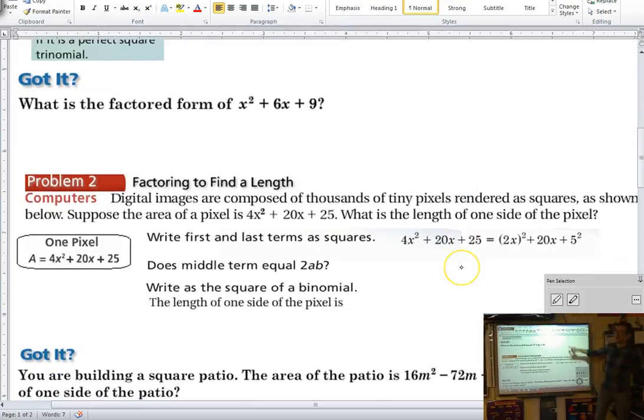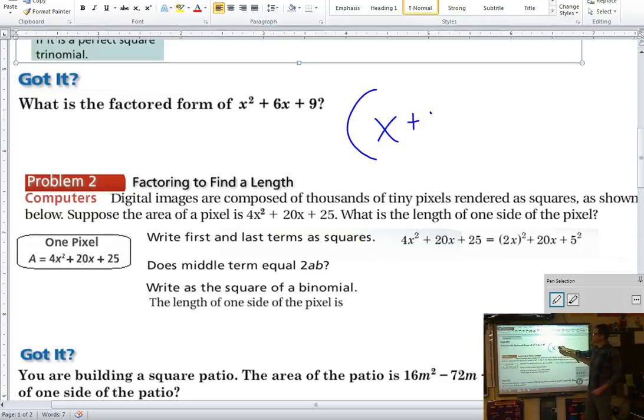Try the got it on your own. What number doubled gives you the b, and when squared gives you the c? And Mr. Straveler, you're on top of the stack. What number would that be? Trace is correct. So this just becomes x plus 3 squared, because this is positive and this is positive.